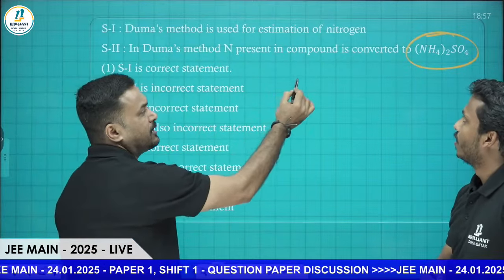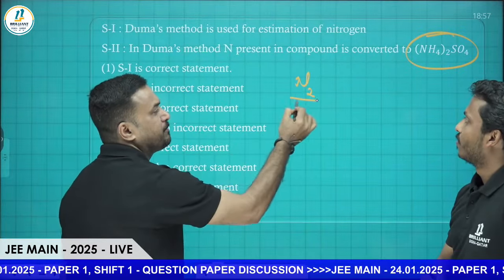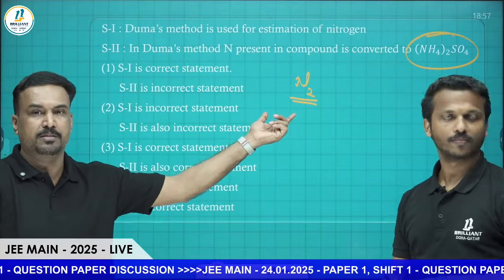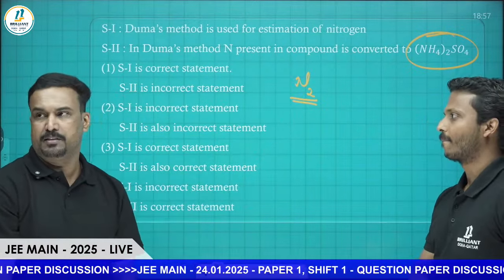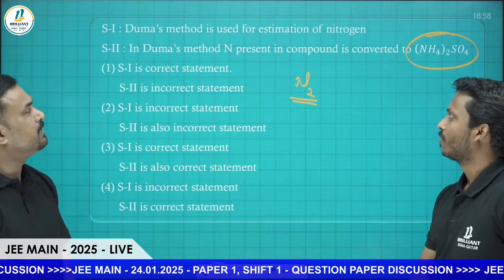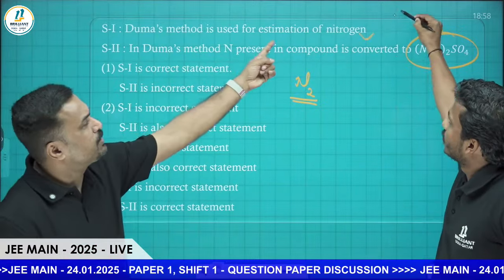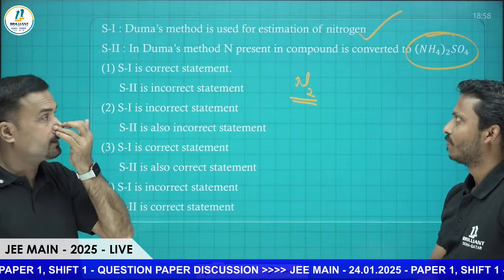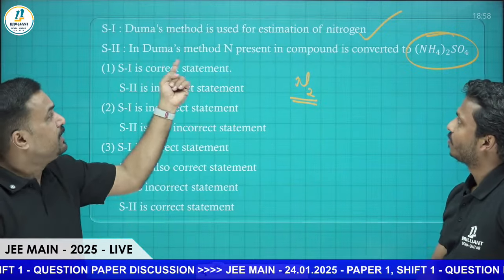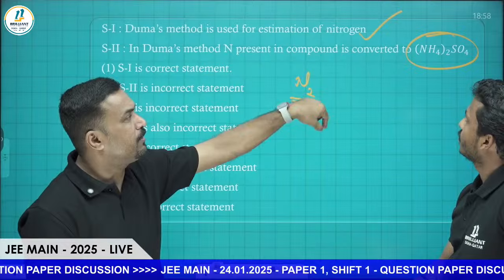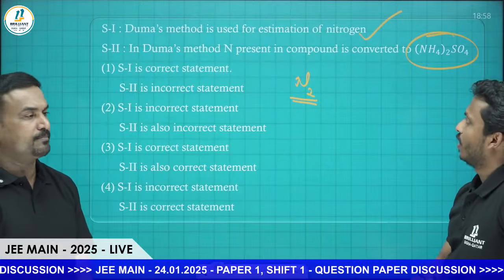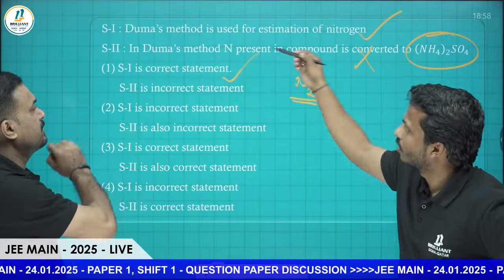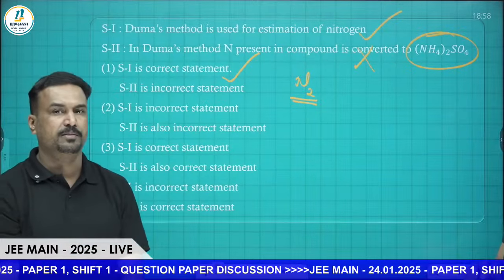That is Kjeldahl's method. So nitrogen will be released. That is why the equation comes in the form of nitrogen. Mass of nitrogen is considered, or the volume of nitrogen is usually collected over KOH. So here Dumas method is used for the estimation of nitrogen. One more is there, the Kjeldahl method. So both are correct. So the first statement is correct. In Dumas method, the nitrogen present in the compound is converted to, that is wrong. So statement 1 is correct and statement 2 is incorrect. So the option is 1.